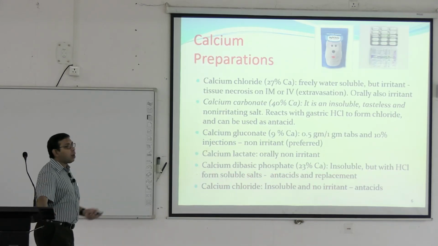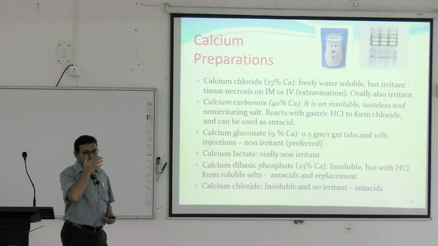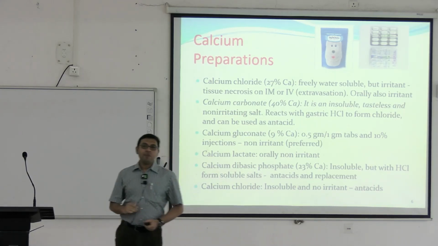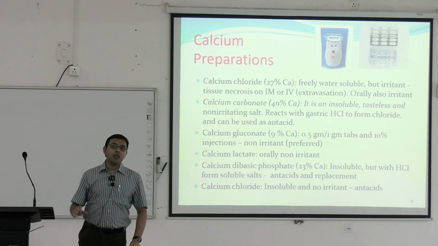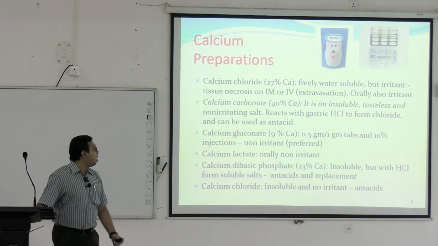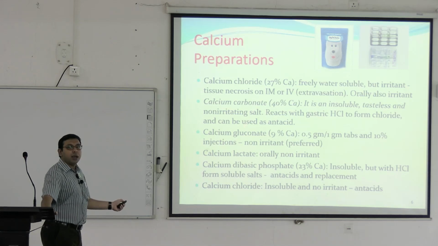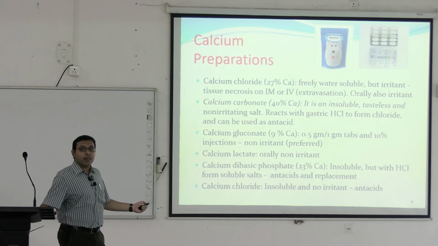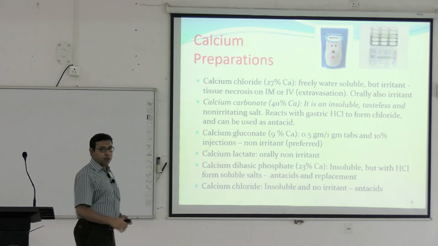So now coming to the different types of the calcium preparations. Oral calcium is usually given as tablet. There are different types of the preparations. The most common is the calcium carbonate. Calcium carbonate is cheap and contains the most amount of the calcium, approximately 40%.